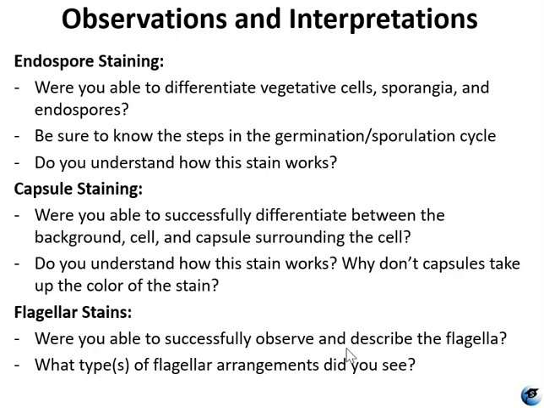Now for your observations and interpretations, you want to make sure that you're able to differentiate vegetative cells, sporangia, and endospores in the images. Be sure you know the steps involved in germination and sporulation. Make sure you know how the endospore stain works. For the capsules, you want to be able to differentiate the cell from the background and the capsule surrounding the cell. Make sure you understand how the stain works.